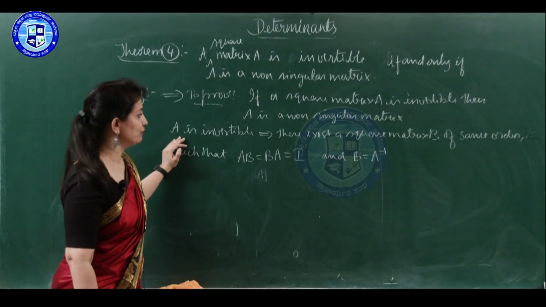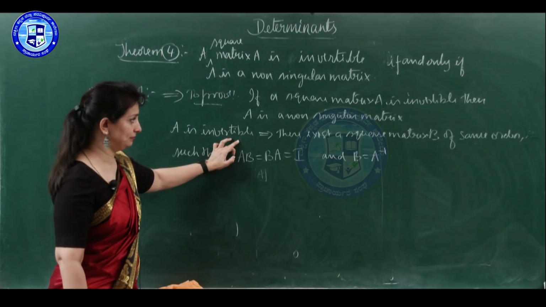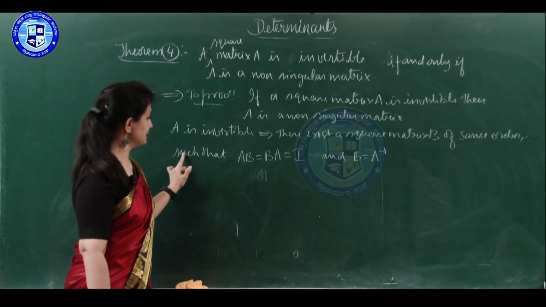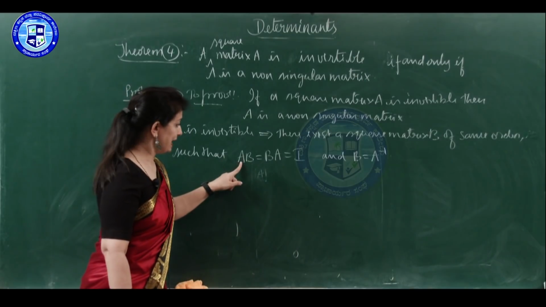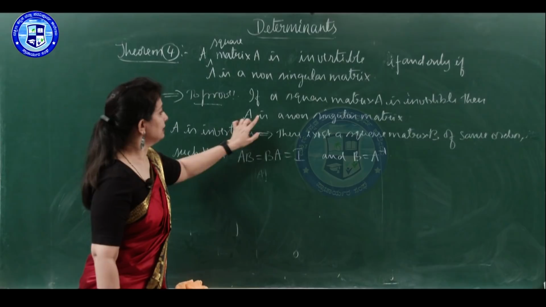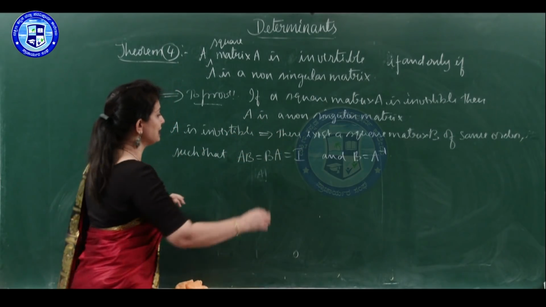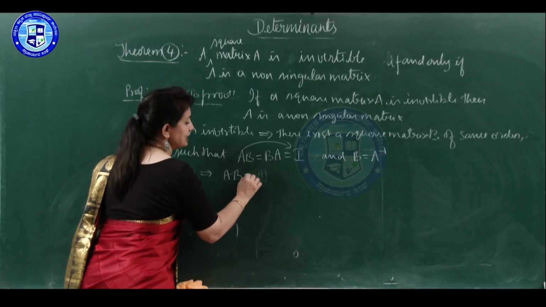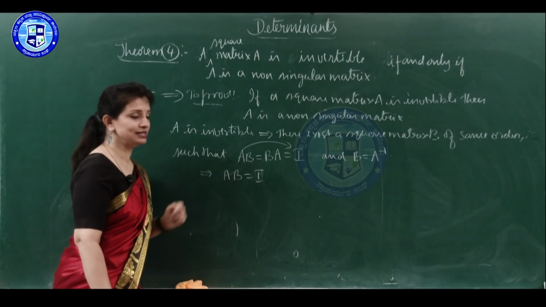So, what is an invertible matrix? A square matrix A is said to be invertible if there exists a square matrix B of same order such that A into B is equal to B into A is equal to I. If you multiply A and B, you must get the identity matrix. Here it is given that A is invertible. Now, we consider this implies A into B is also I. A into B can be taken as I.